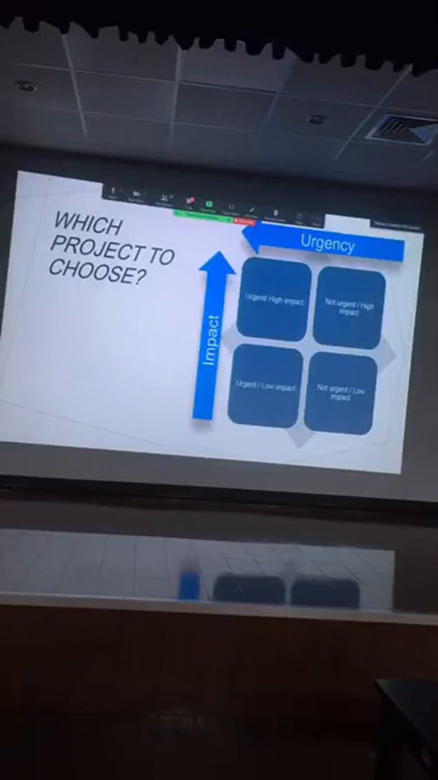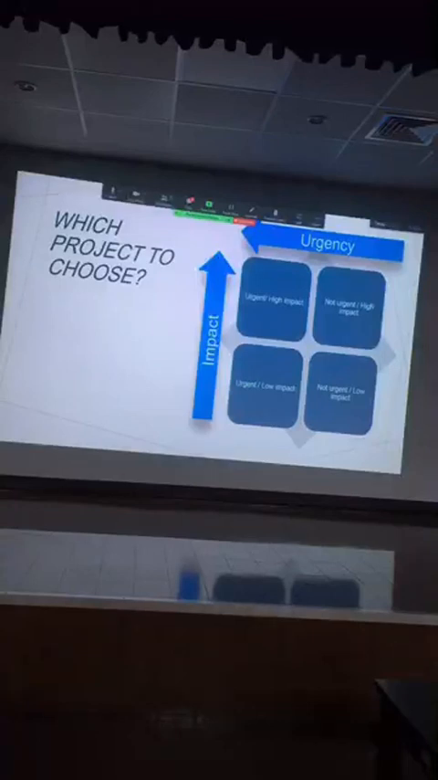Ideally, you want to be in this square, so try as much as you can when you're deciding on which project to start in your department or in your facility. Look for the high impact, high urgency project. I prefer this one. Sometimes you don't find the high impact, high urgent. Which one is it? You want not urgent, high impact? Yeah, so this is the second choice.